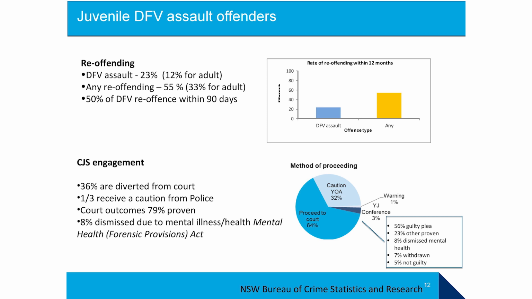Now, of those young people who reoffended with a DV assault within 12 months, we saw that these people were offending very quickly. So over half of them reoffended within 90 days.